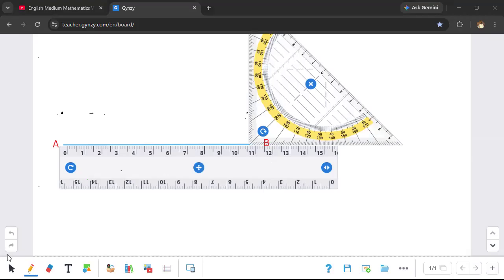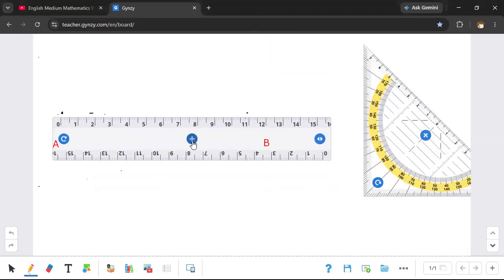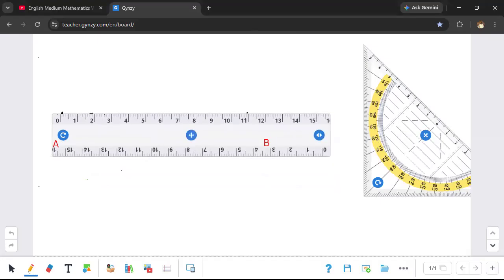Then I am going to remove my set ruler from here, and I will take my ruler and set it on top of the set of points that I have marked, and I'm going to join them by a single line. Like this.